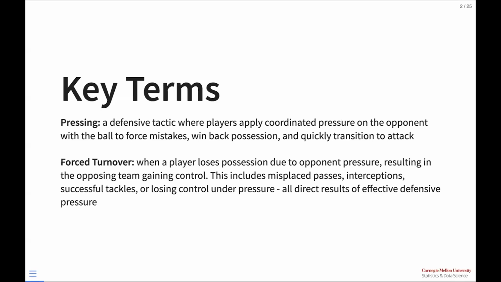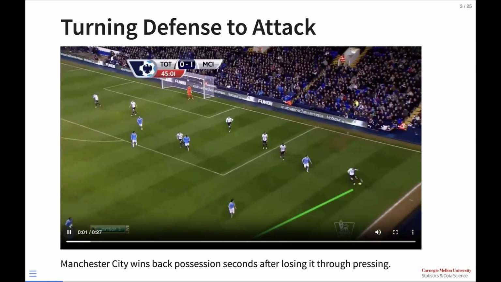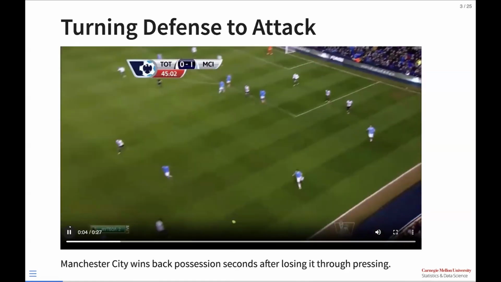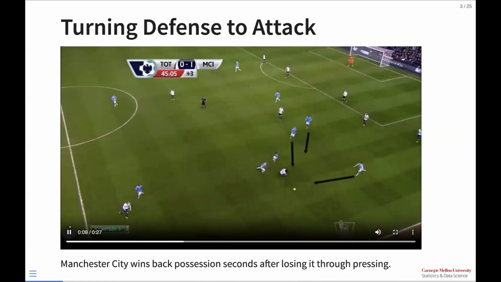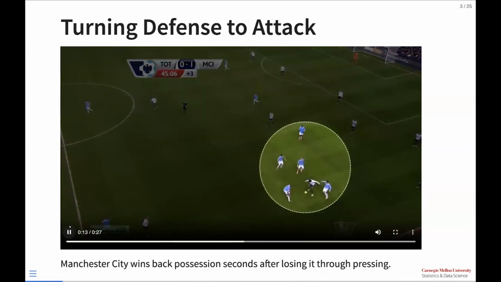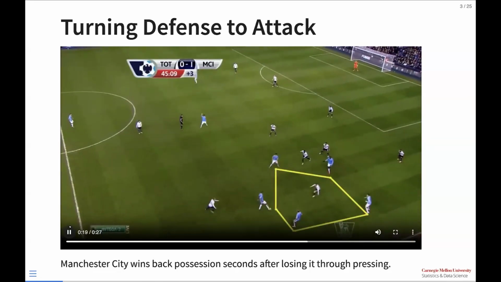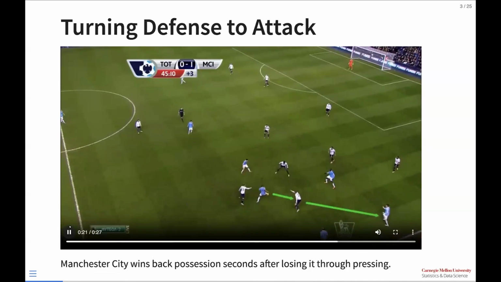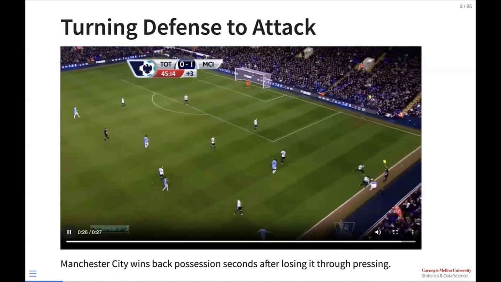Now, if you're anything like me, you would want to see an example to fully understand what exactly that is. So this is a video between Spurs and City. We can see that Spurs has the ball in that defensive third, and here we see that two players are applying pressure on the ball carrier, and more players come in to apply pressure, and eventually City are able to make Spurs turn the ball over, which is otherwise called a forced turnover.